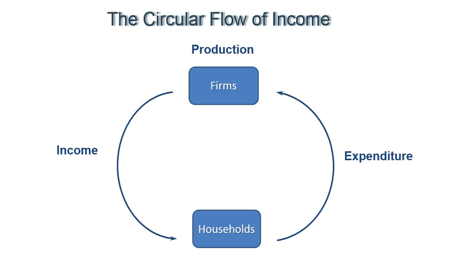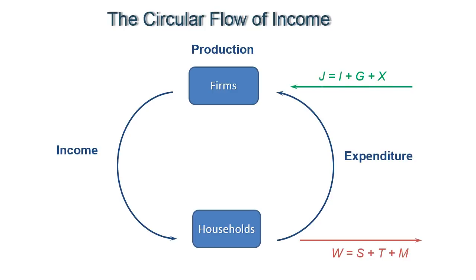Of course, we have complications to this. Households don't need to spend all their money on firms. They can withdraw money from the flow into these three sectors: the financial sector, the public sector, and the international sector. And in return, these sectors can pump money back into the flow. For the banking sector, this would be investment. For the public sector, this would be government expenditure. And for the international sector, this would be revenue for firms in the form of exports.